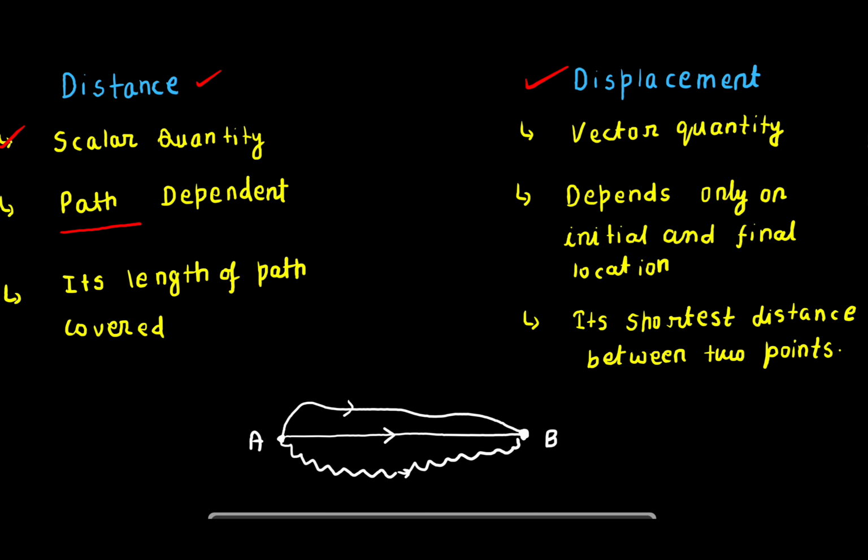Distance is path dependent, as we have shown in the previous diagram, and displacement just depends on the initial and final location, no matter which path you have taken. And as we have discussed, the distance is going to be the length of the path covered, but the displacement is the shortest distance between 2 points.